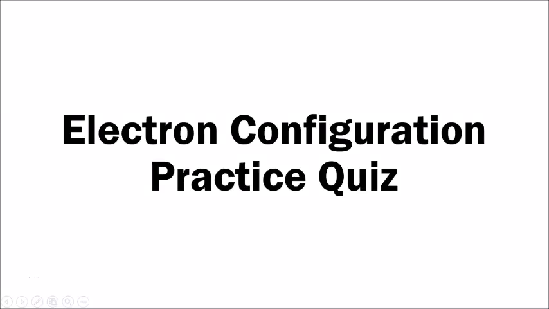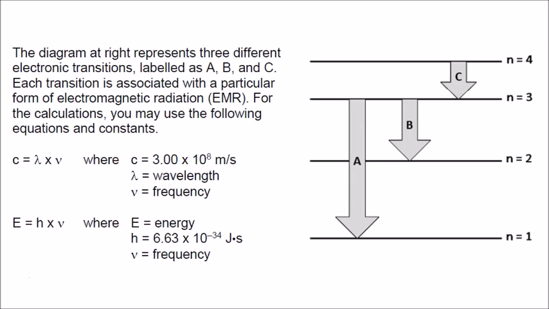These are the answers to the electron configuration practice quiz. The diagram at right represents 3 different electronic transitions labeled as A, B, and C. Each transition is associated with a particular form of electromagnetic radiation, or EMR. For the calculations, you may use the following equations and constants.